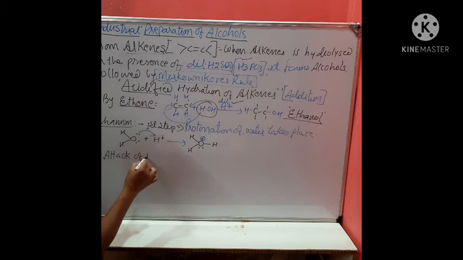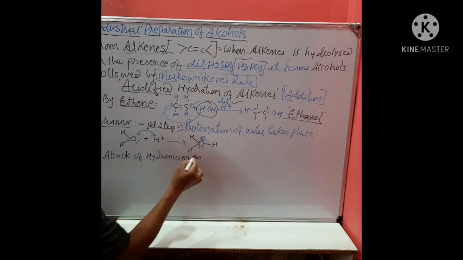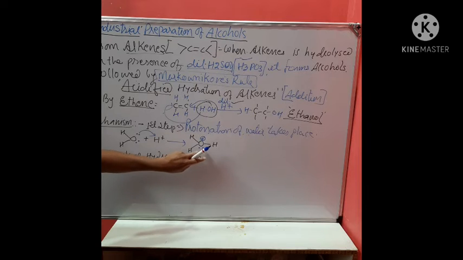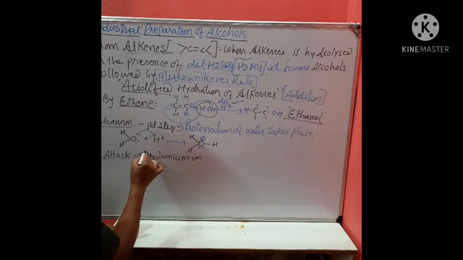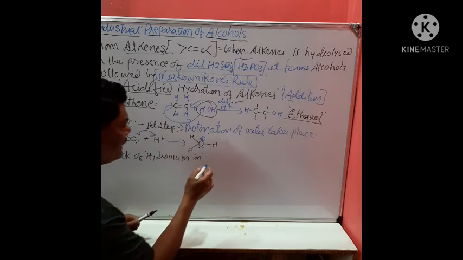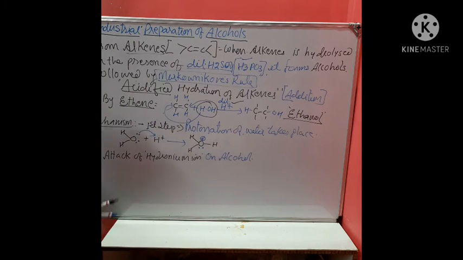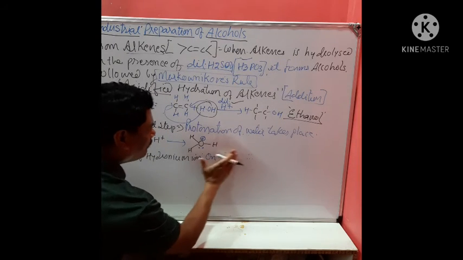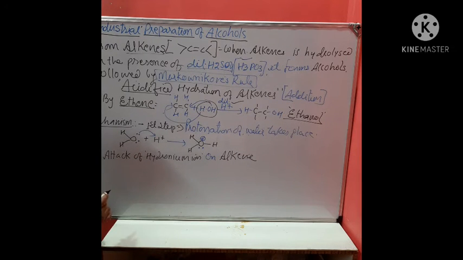Now second step, attack of hydronium ion. Why? The hydronium ion is an electron deficient and highly reactive species. So this hydronium ion attacks on alkene. We are studying the preparation of alcohol. On what? Alkene. So we are using here ethene particularly.